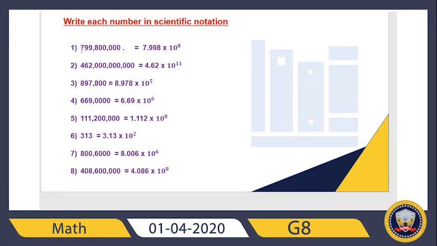So my new number will be 7.998 times, how many steps did this decimal point move inside the number? 1 2 3 4 5 6 7 8. So the scientific notation of this huge number will be 7.998 times 10 power 8, because my decimal point moved 8 steps to the left side until it reached this position, which has one number only on its left.